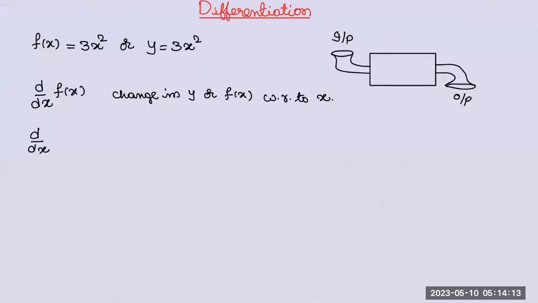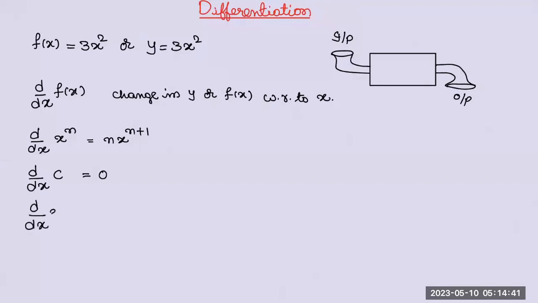d by dx of x power n. We start directly with it. Okay. x power n, then write down n into x power n plus 1. The second formula: d by dx of a constant is equal to 0, because a constant will never change.